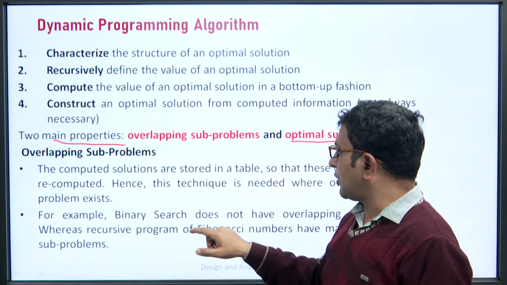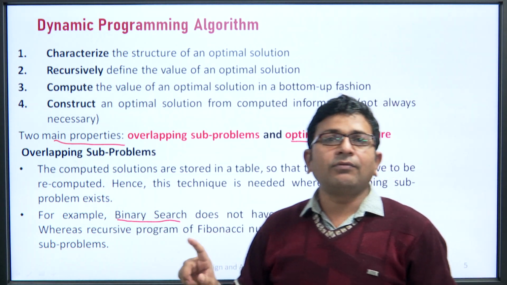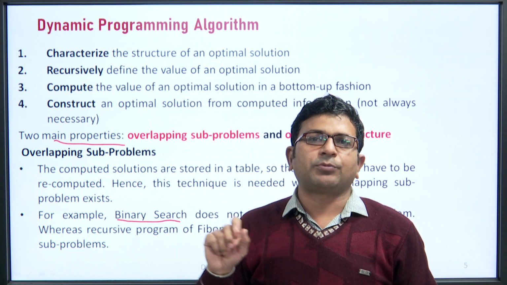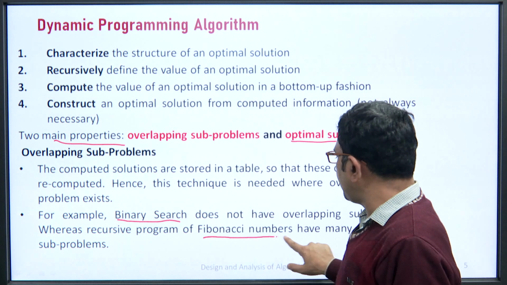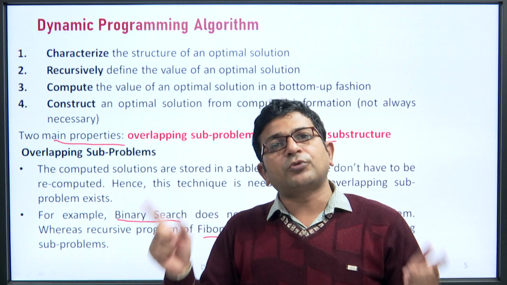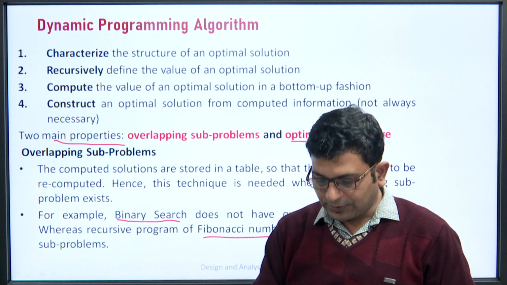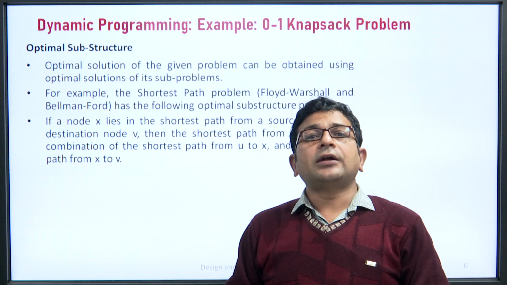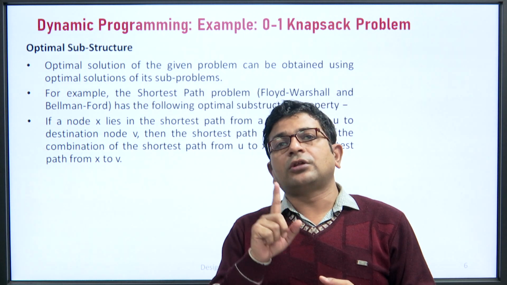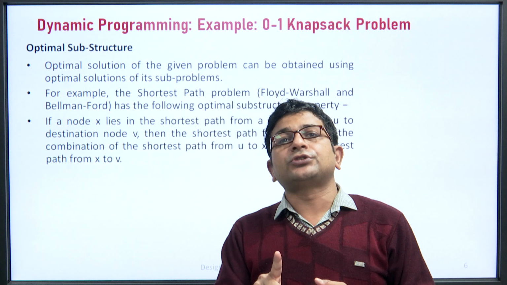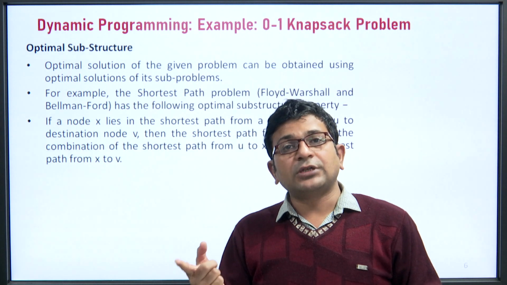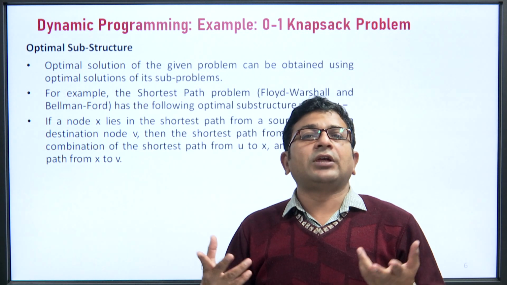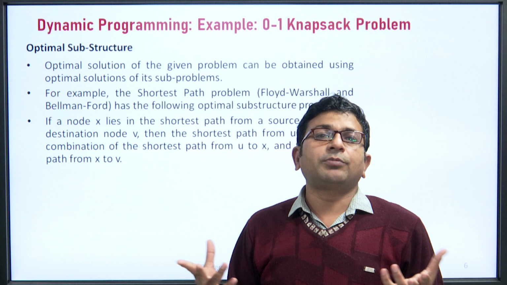For example, binary search does not have the overlapping sub problem, so in that case we do not use dynamic programming. But Fibonacci numbers have common sub problems, so in that case we use dynamic programming. Now, the next is optimal substructure. We know that the optimal solution of any original problem depends on the optimal solution of its sub problems. Means if we get the optimal solution of all the sub problems, finally we can get the optimal solution of the original problem.